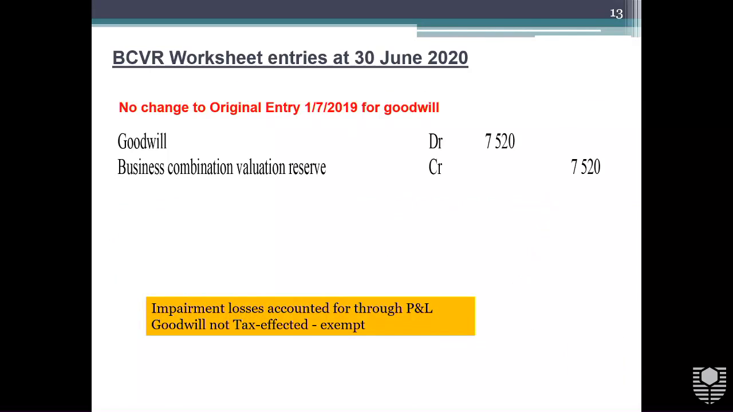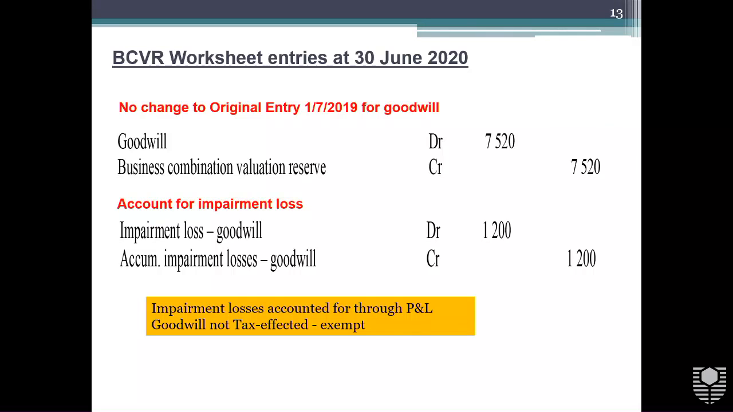Okay, so our impairment losses are accounted for through the profit and loss. So goodwill is not tax affected, it's exempt. So the question told us that goodwill was impaired by 1,200. So our original entry of 7,520 doesn't change, but we do need to account for that impairment loss. Right, so our impairment loss of 1,200 and our accumulated impairment loss for the goodwill credited there for 1,200. So it gets accounted for through the profit and loss.